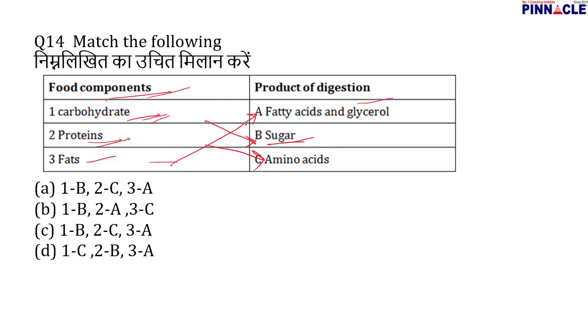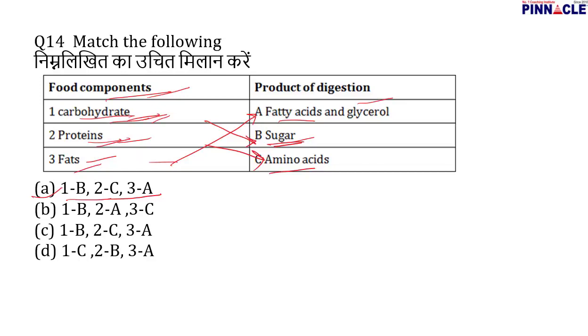So for all these 3, the correct option is A, that is 1B, 2C and 3A. Now remember that carbohydrate gives sugar as its digestion product, protein gives amino acid as its digestion product, and fats give fatty acid and glycerol as their digestion product.